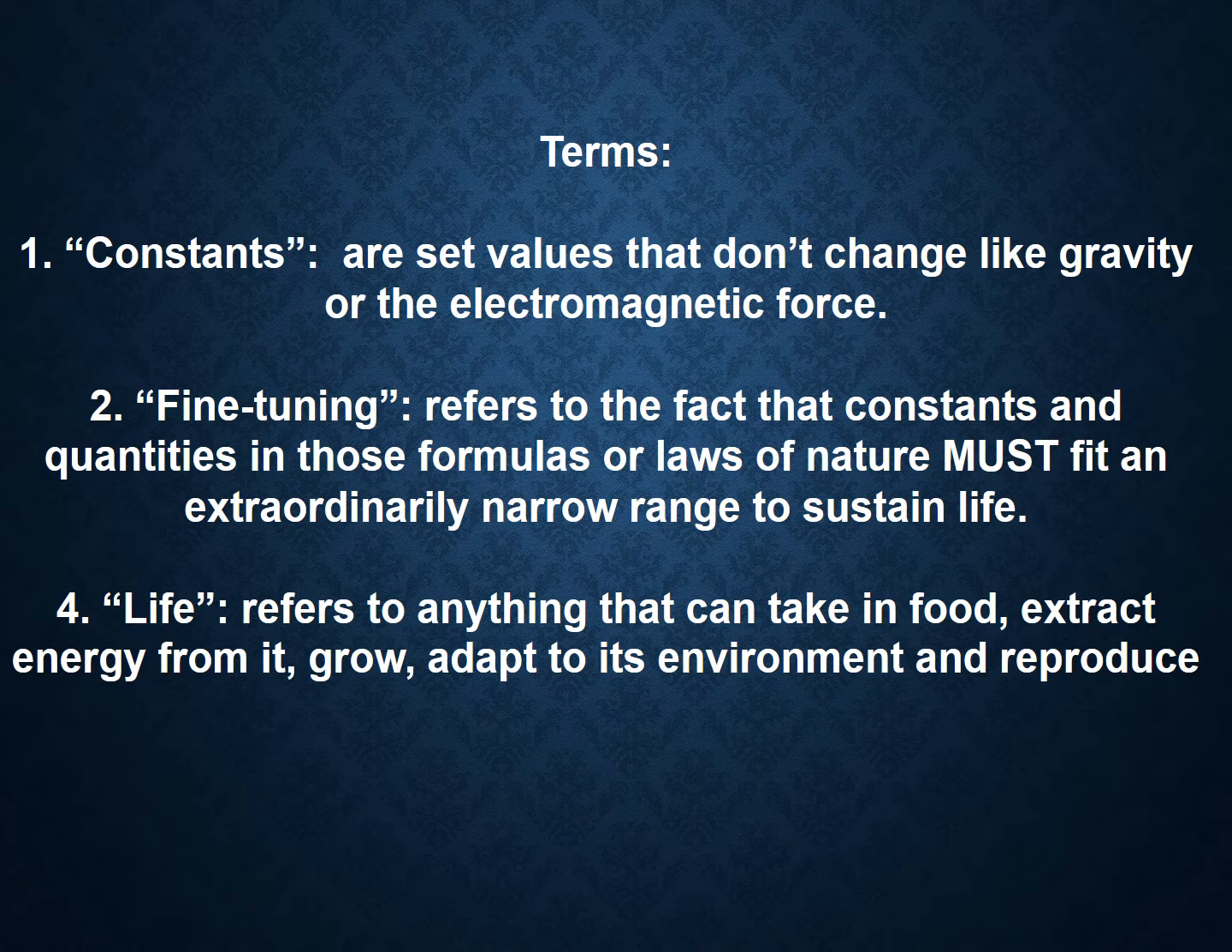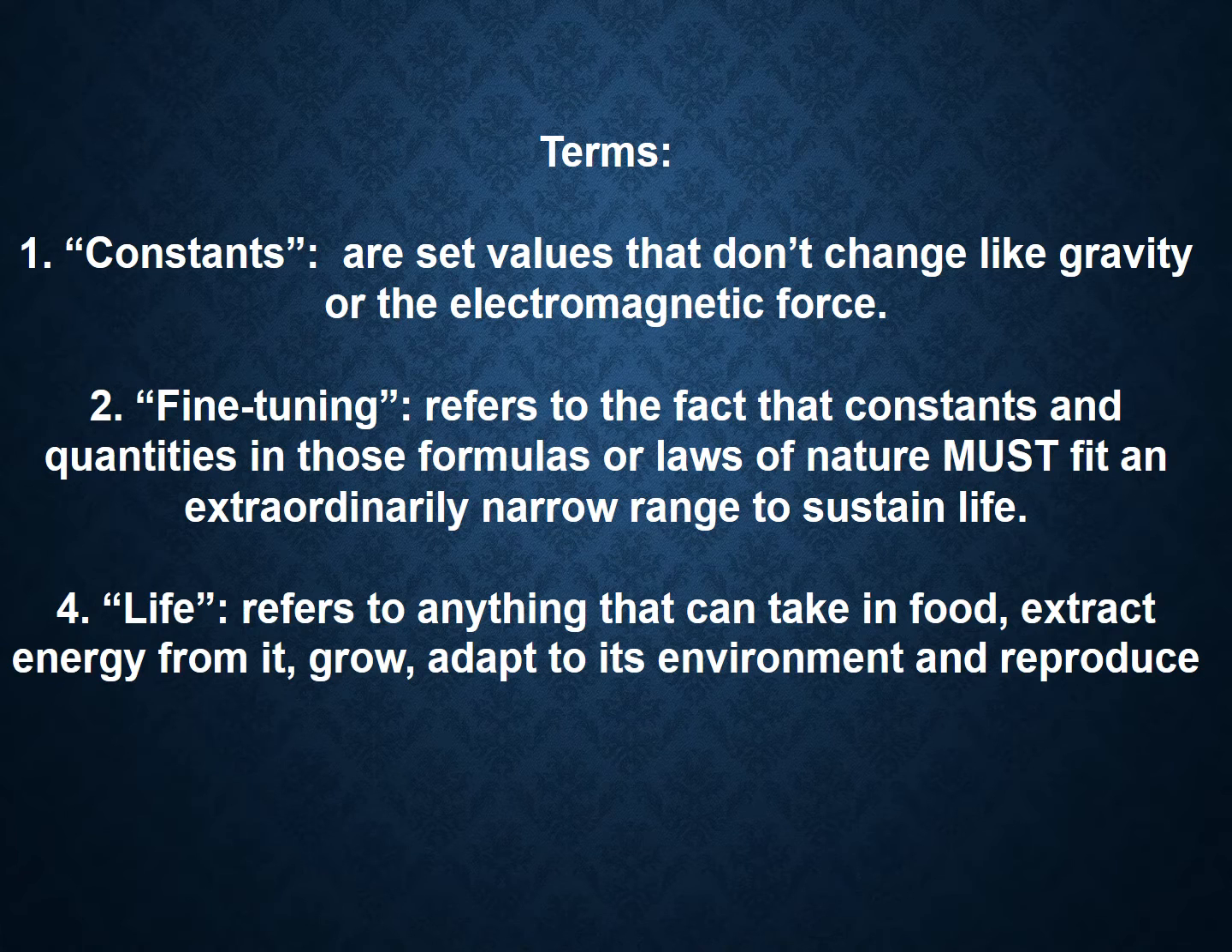Some of the terms that are used in the fine-tuning argument are what's called constants. These are the set values that don't change, like gravity or electromagnetic force. The fine-tuning refers to the fact that constants and quantities in those formulas or laws of nature must fit an extraordinarily narrow range to sustain life. And then life refers to anything that can take in food, extract energy from it, grow and adapt to its environment, and reproduce.